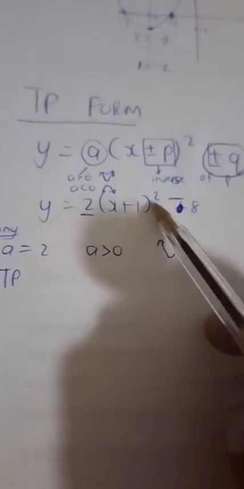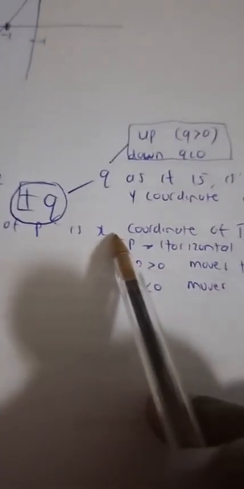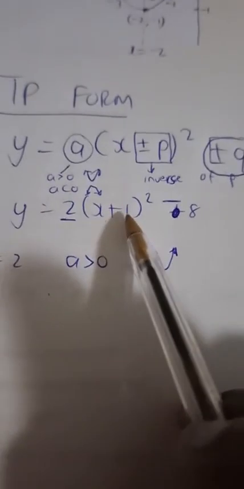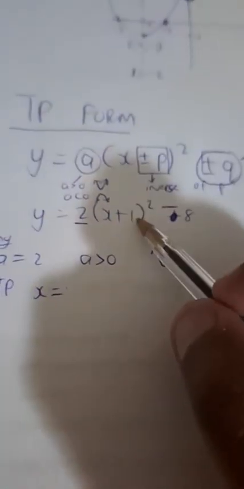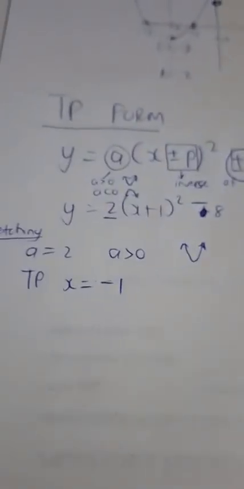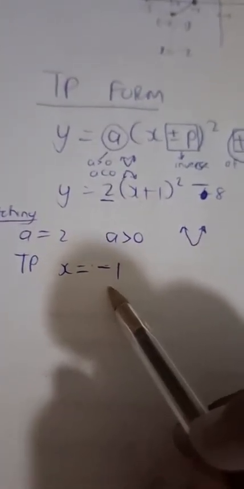X plus 1, we said the inverse of p is the x coordinate of the turning point. So in this case, the p value is plus 1. So the inverse of plus 1 is minus 1. So the x coordinate of the turning point is negative 1. Remember, this x coordinate of the turning point also speaks to the axis of symmetry. Okay, so that's why this is important. It speaks to the axis of symmetry as well.